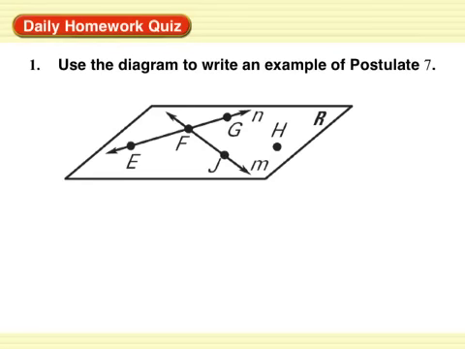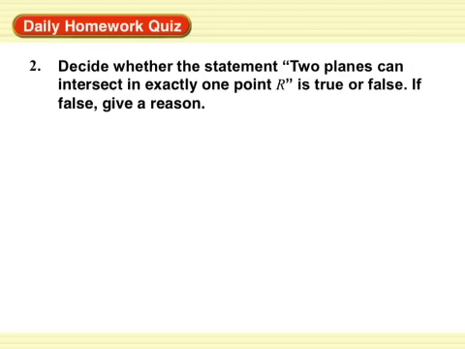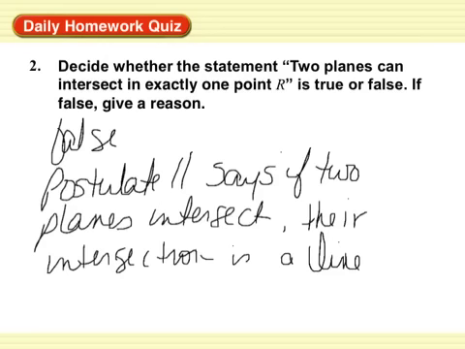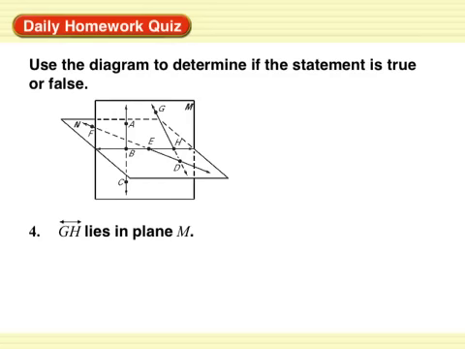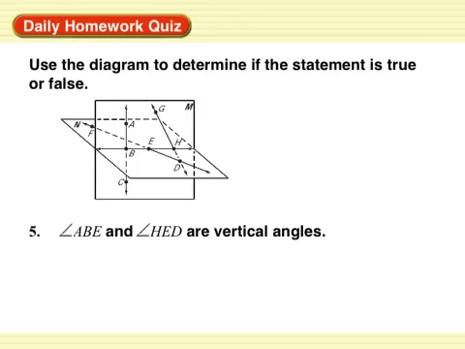All right, daily homework quiz. I'm going to go ahead and push pause and write some answers, but we'll go over them in detail tomorrow too. Next. Pause. All right, that one's false. Postulate 11 says if 2 planes intersect, their intersection's a line, not a point. All right, push pause. This problem didn't ask us to explain, so we can just push false. All right, pause. Yep, that one's true. Last one, push pause. That's it, section 2-4.